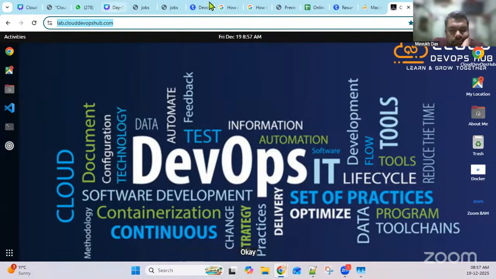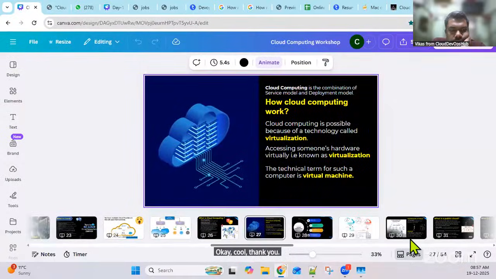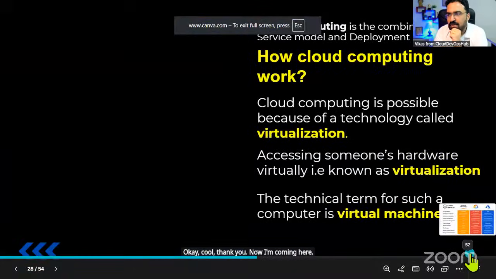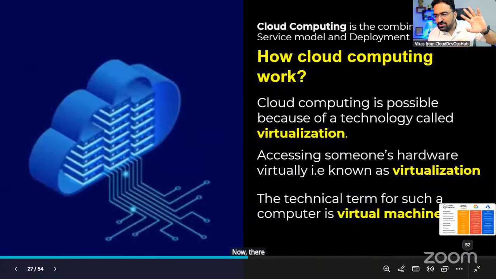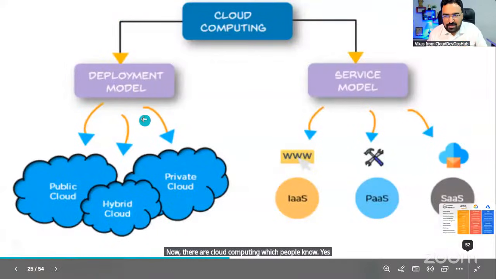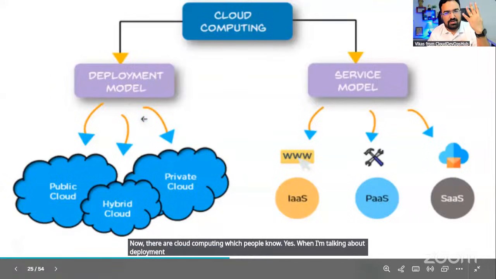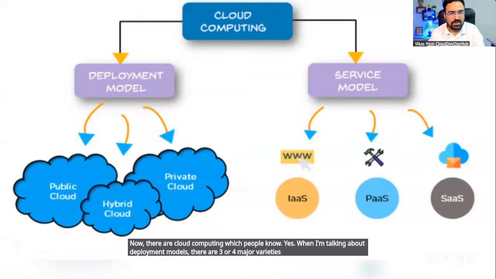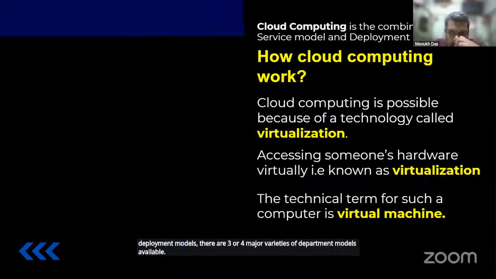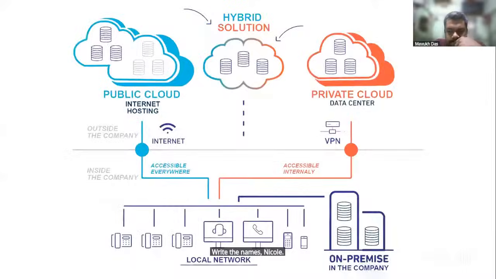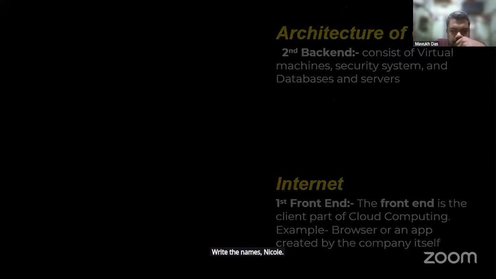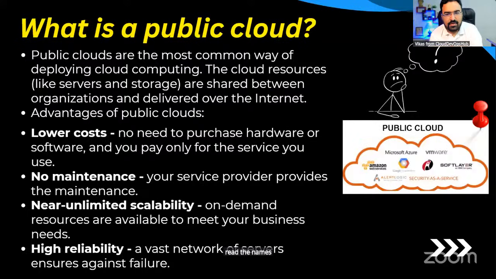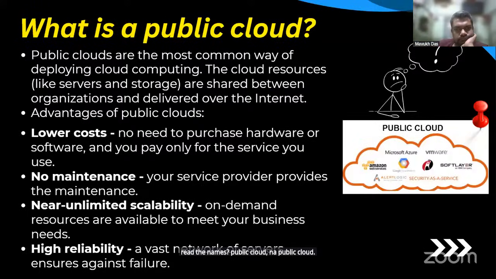Okay, cool, thank you. Now I'm coming here. उसके बाद और अंदर चलते हैं. Now, cloud computing को छोड़ते हैं अभी. When I'm talking about deployment models, there are 3 or 4 major varieties of deployment models available. Just write the names. Public cloud. What is public cloud? In a simple one line answer.